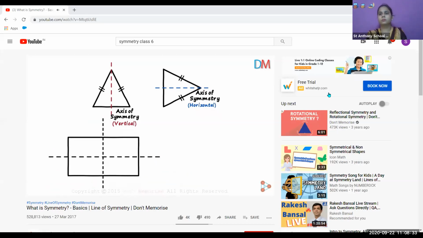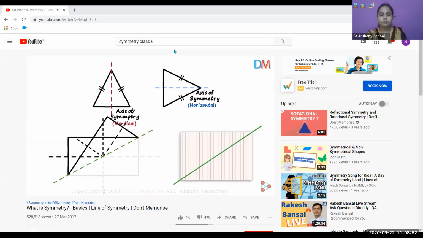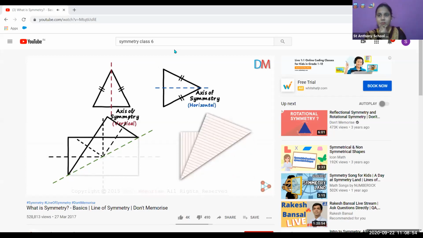But wait, some of us may be wondering if the diagonals are also the axis of symmetry. Let's say we have a diagonal like this. You can see that folding it along the diagonal does not give us matching parts. You can try this with a page from your notebook. Try and fold it along the diagonal and you will see that the parts do not overlap exactly.